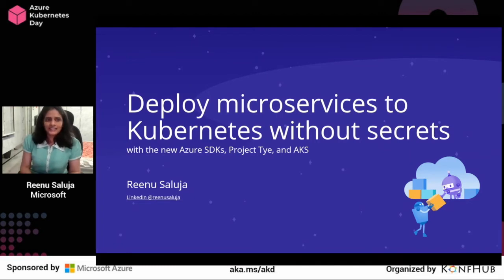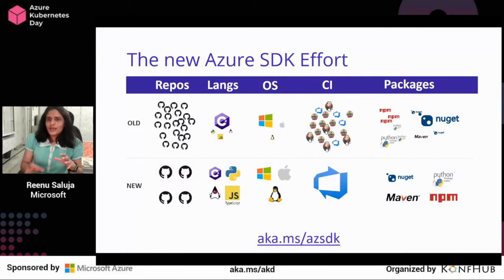So, as I said, today we are going to talk about secretless deployment from local to cloud. The various things we are going to use are the Azure SDK and Project Tye, and both together will help us deploy our application on Kubernetes. It looks like there is a lot of cool stuff today. Let's talk about today's scenario. We have three main pillars: Azure SDK, Project Tye, and AKS, the Azure Kubernetes Service.